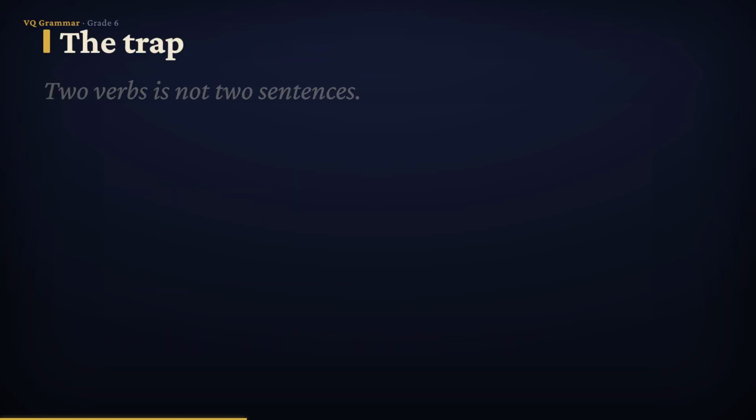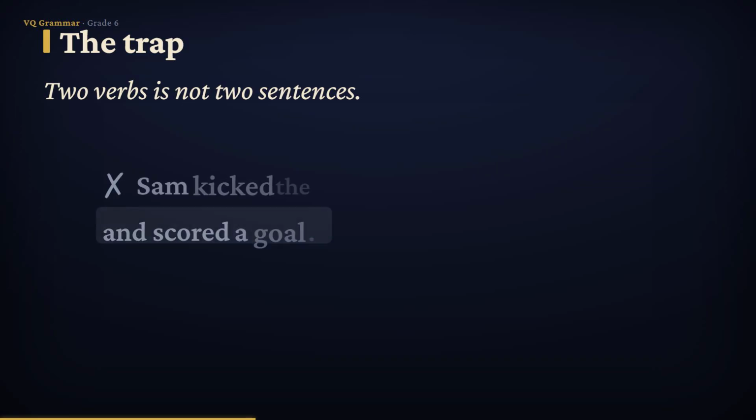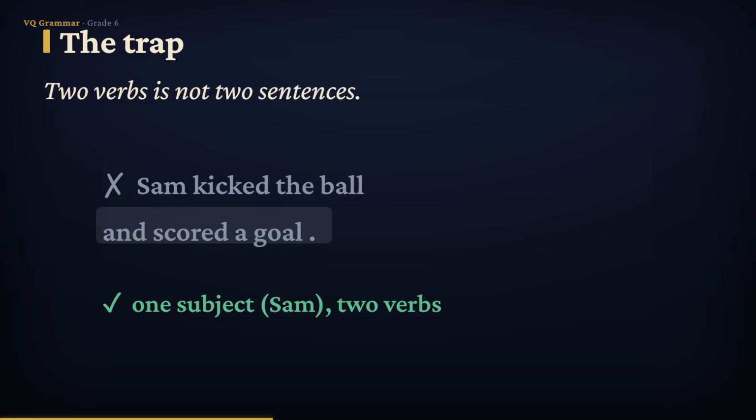Now here's the trap, and it fools almost everyone. Look at this. Sam kicked the ball and scored a goal. There's an and in there, so it looks compound, right? But peek at the second half. And scored a goal has no subject of its own. Who scored? Sam did. This sentence has one subject, Sam, doing two things, kicking and scoring. That's a compound predicate, which we learned last lesson. And it is still just a simple sentence. The and joins two verbs, not two whole sentences.